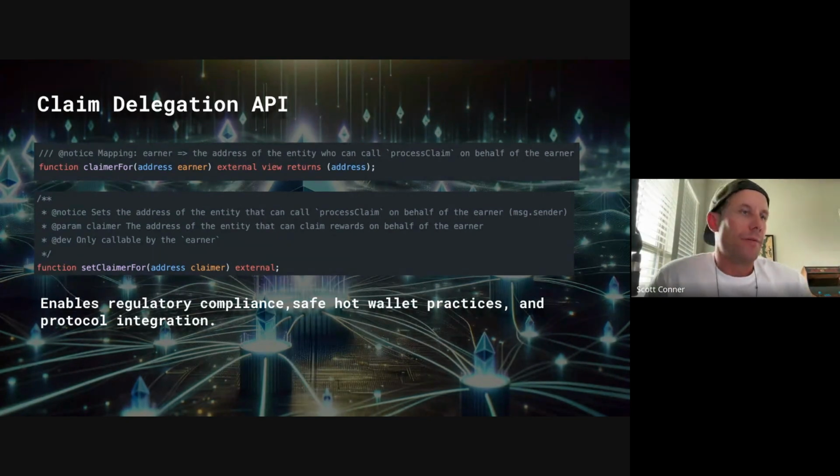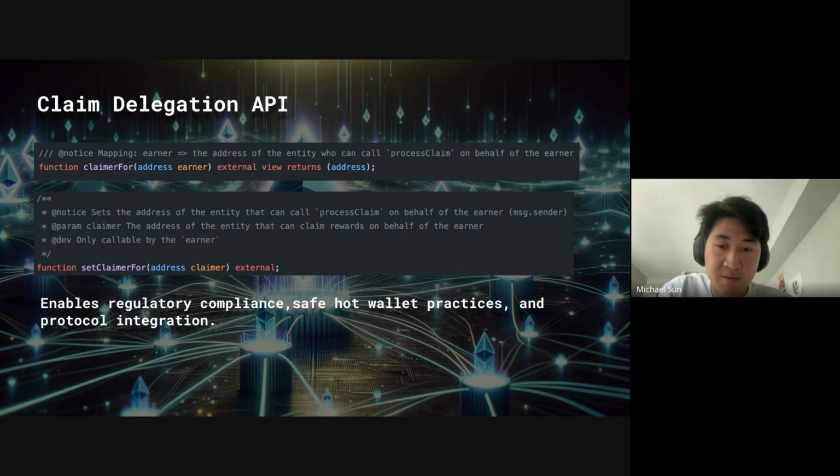If you were doing something sophisticated where you had multiple staking accounts but wanted to claim them all, you would deploy a contract and then set that contract as the claimer. That's the idea there. There are also some regulatory benefits to this, having somebody else do the claiming on your behalf, especially if an institutional staker couldn't handle the reward token directly for whatever reason. Yep, exactly. And if this mapping is not set at all, it just defaults to the earner itself.